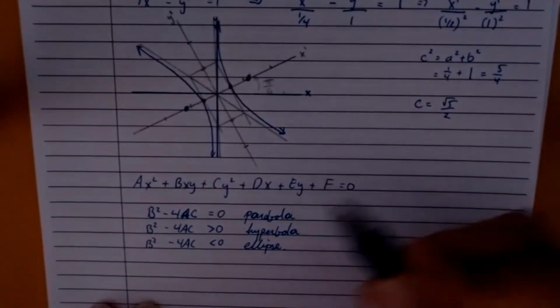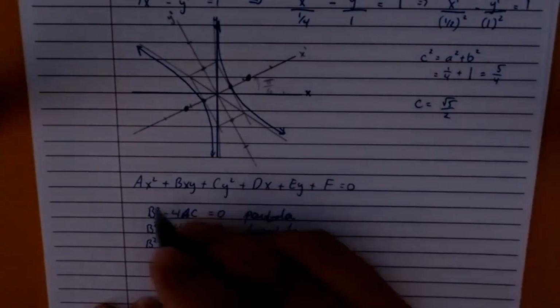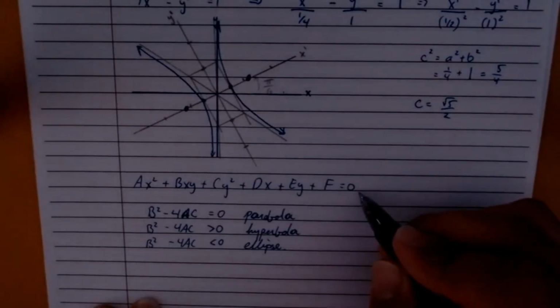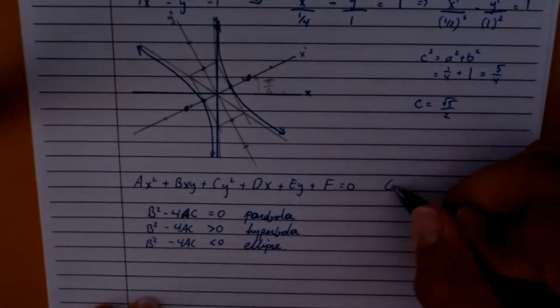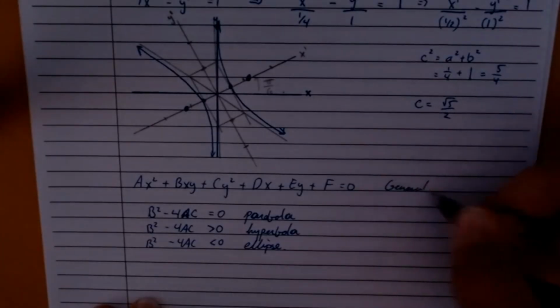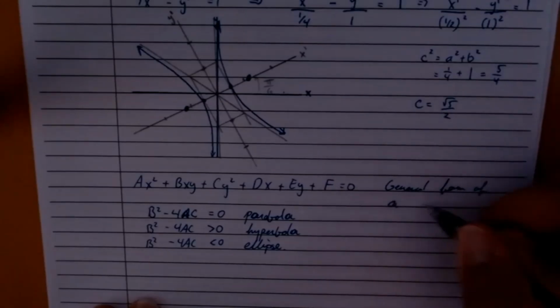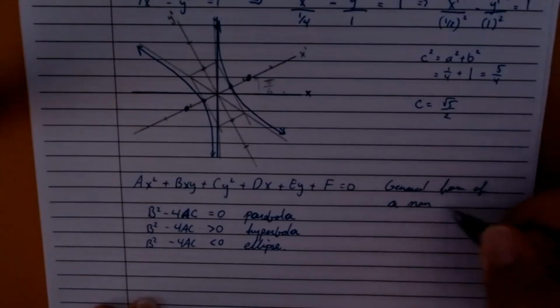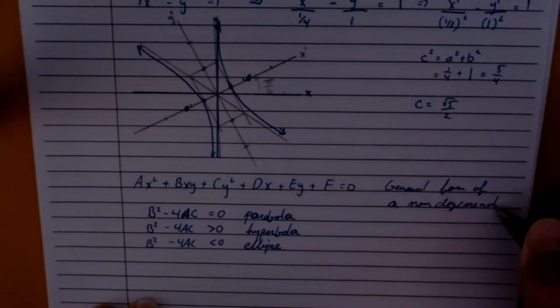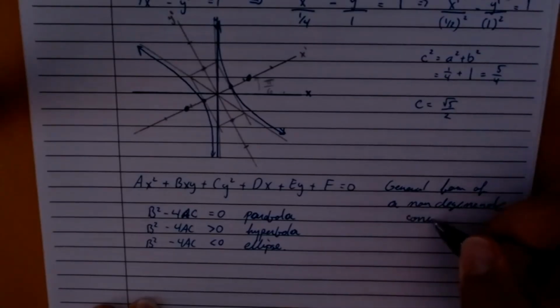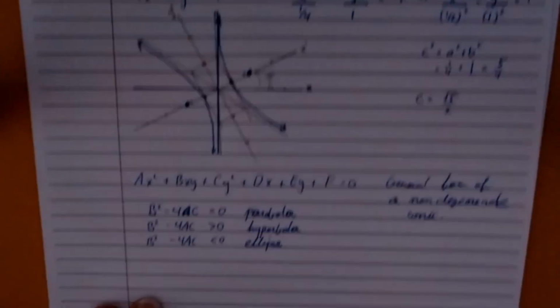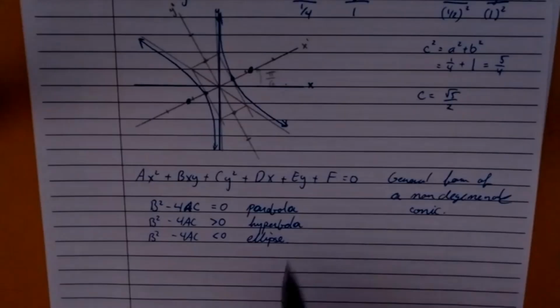Keep in mind that this is for any general form of a non-degenerate conic. Non-degenerate meaning not a point or a line, either a parabola, an ellipse, or a hyperbola. Note that an ellipse will also include a circle.